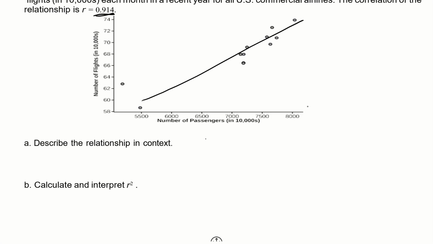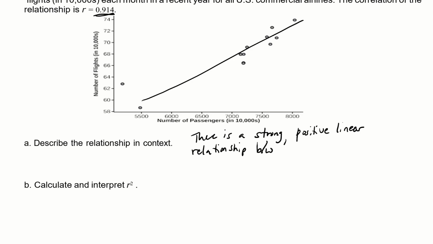Okay, so all right, so let's go ahead and do that. So there is a strong positive linear relationship between number of passengers and number of flights. Now here, if you look at the graph, there does appear to be an unusual feature.